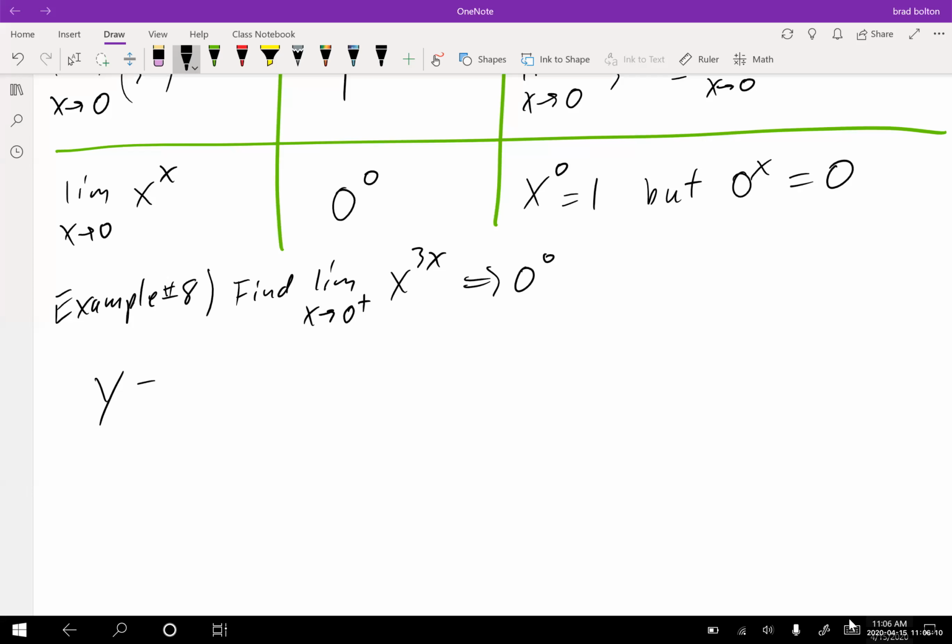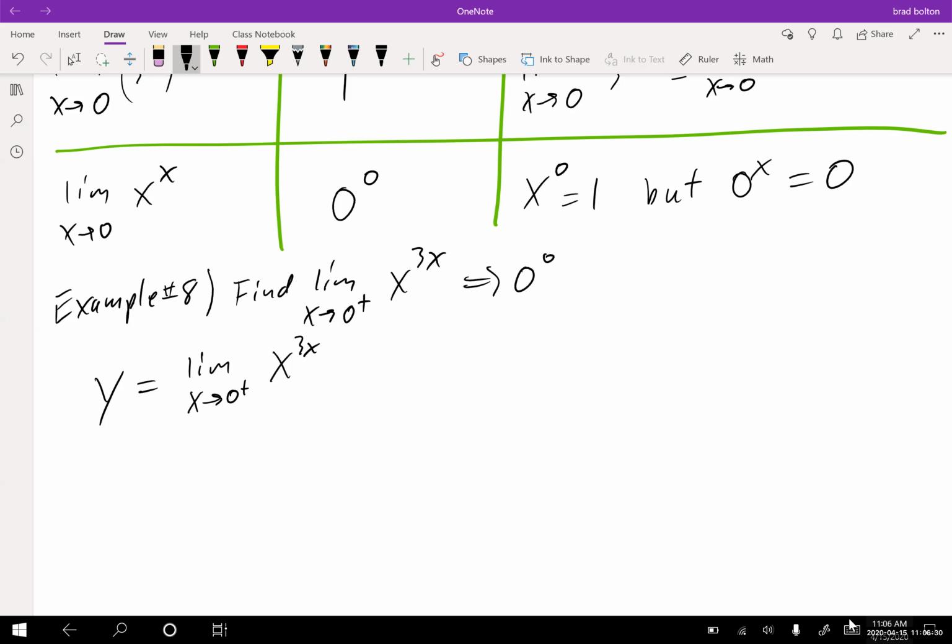I'm going to name this limit y. It seems like a little thing, but once we've named it, we have more options, okay? So now we're saying that y is equal to this limit. And just so you know, what's causing the problem is x to the 3x. The 3x in the exponent is causing the problem.